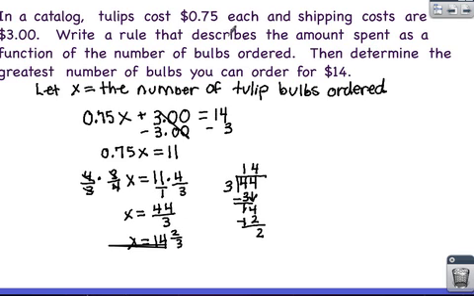Now we're supposed to determine the greatest number of bulbs we can order for $14. Since we're not going to order 2/3 of a bulb, the greatest number of bulbs we could order is 14 bulbs. So you can order 14 bulbs for $14.